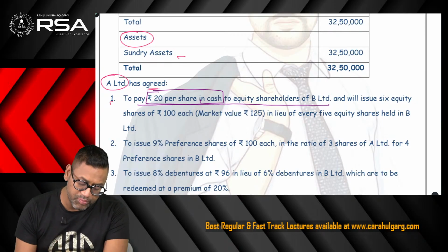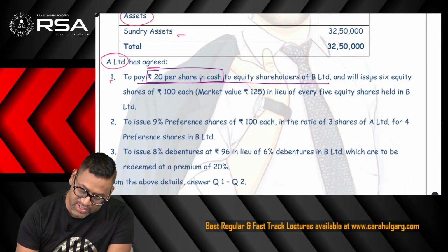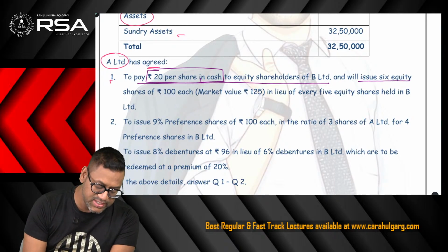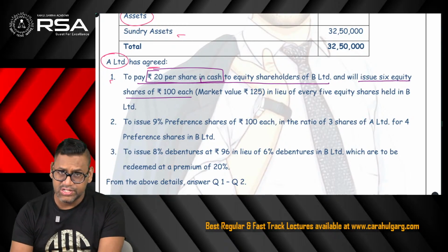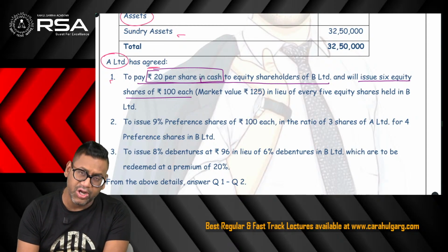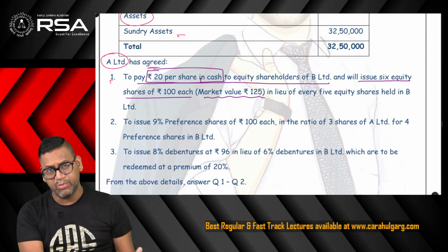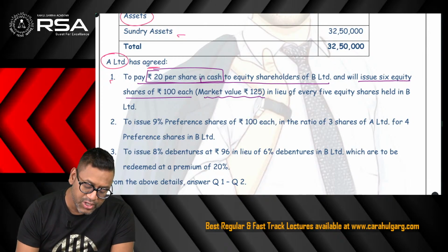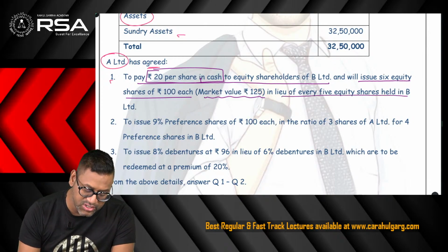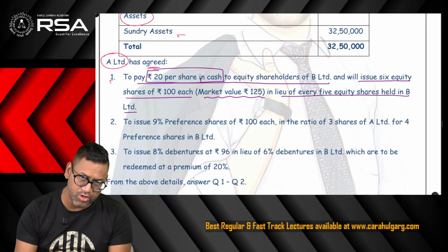So this is a part of PC, and simultaneously they say that we will issue 6 equity shares of rupee 100 each, but the market value being rupee 125, means the face value is 100, but we will be issuing them at 125, in lieu of every 5 shares held in B Limited. So for every 5 shares we are going to issue them 6.